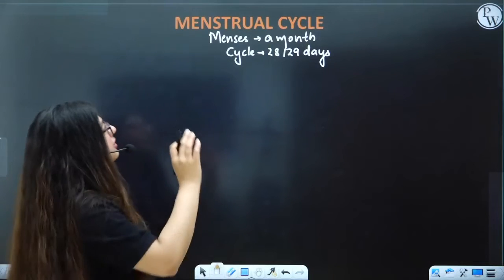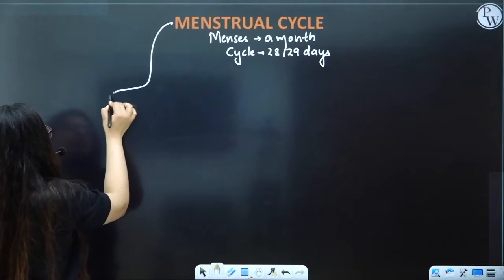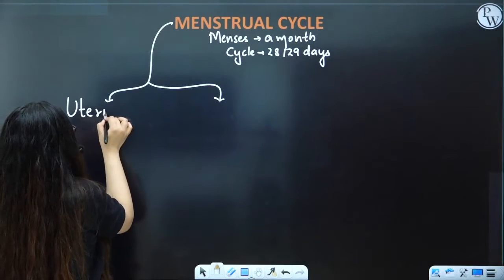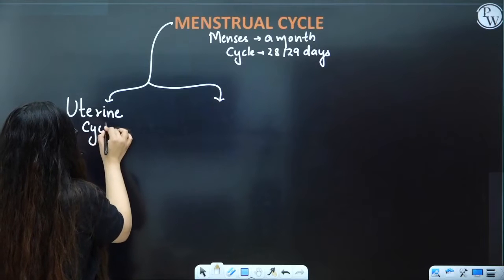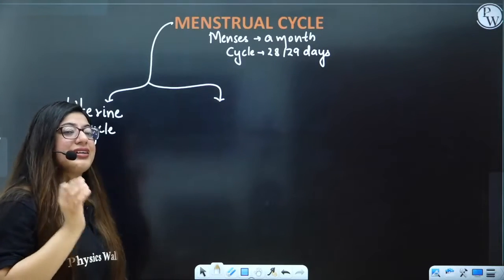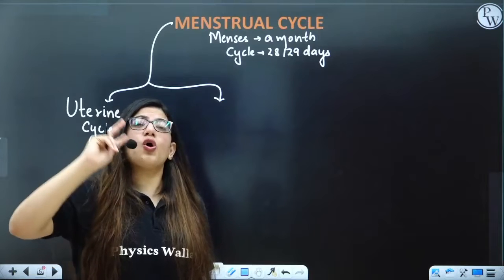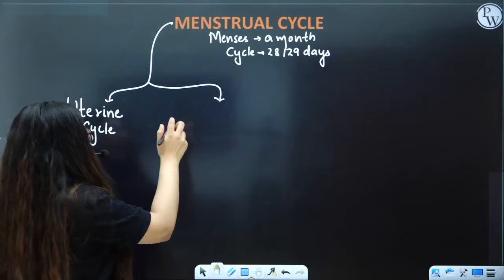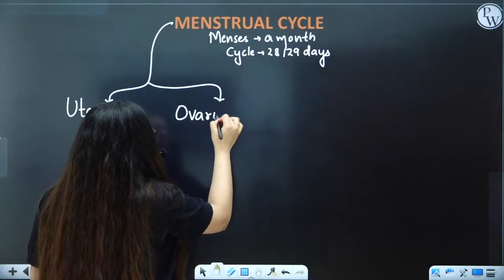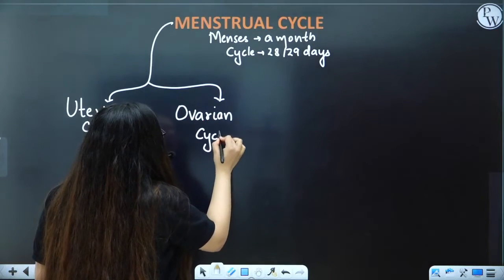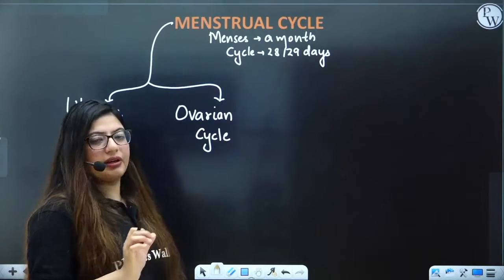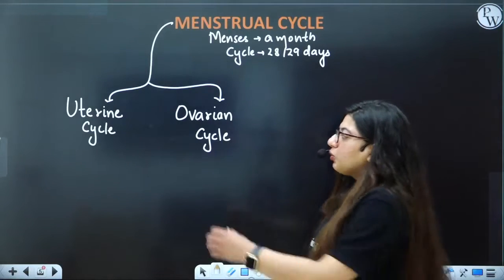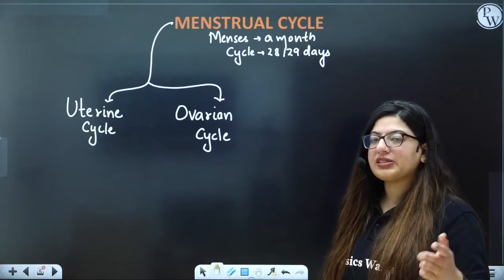Okay. So this menstrual cycle contains two cycles. One is the uterine cycle and another is the ovarian cycle. So when we say menstrual cycle, it consists of two cycles because two organs are involved here in a female. One cycle is going on in the uterus, another cycle is going on in the ovary. The uterine cycle is dependent upon the ovarian cycle because the ovaries will secrete the hormones.